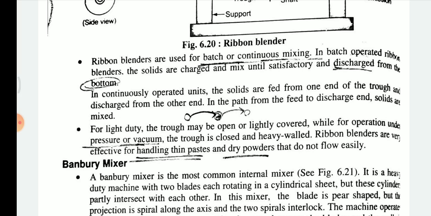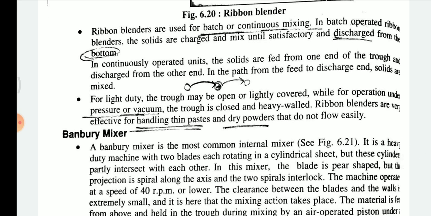For operation under vacuum condition, the casing should be closed, and then it will operate under the vacuum. So the trough is closed and heavy walled. Ribbon blenders are very effective for handling thin pastes and dry powders that do not flow easily.